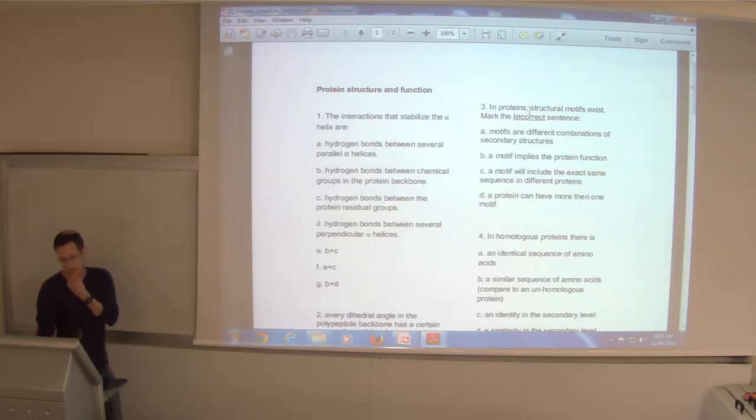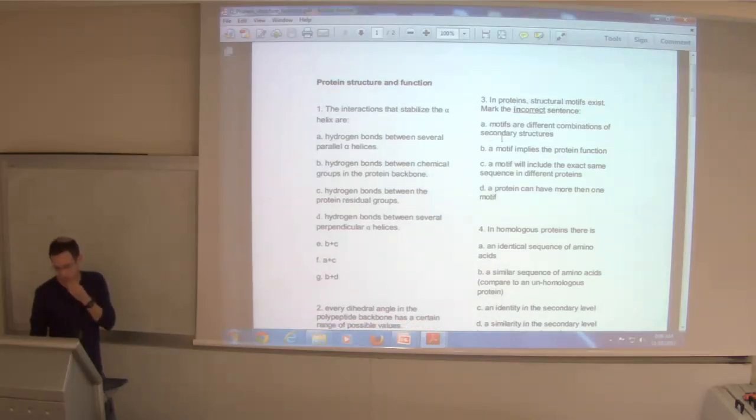Okay, in proteins, structural motifs exist. Mark the incorrect sentence. So what about A? Is it correct or incorrect? Motifs are different combinations of secondary structures. Correct, so it's not what we're looking for. B, a motif implies the protein function. Correct, it's a fact we stated.